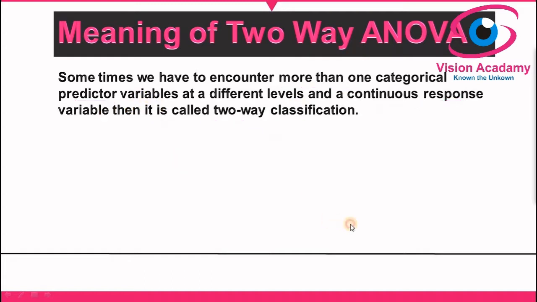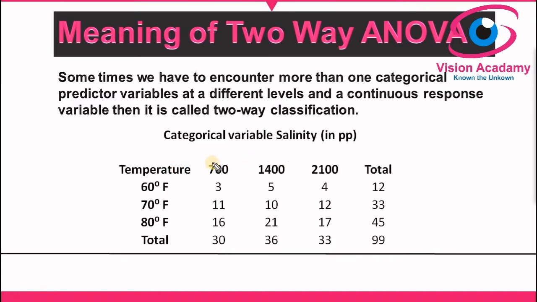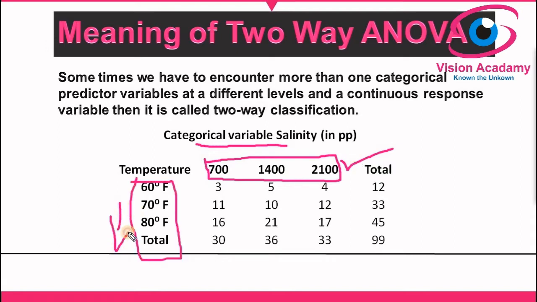So let's have an example for this. In this example we have two categorical, that is independent, variables, which are also predictor variables. One is the categorical variable salinity, in this column, and in this row is temperature, another categorical predictor variable. So here we have two variables under study: salinity and temperature. Since we have two predictor variables, we can consider this under two-way analysis of variance.